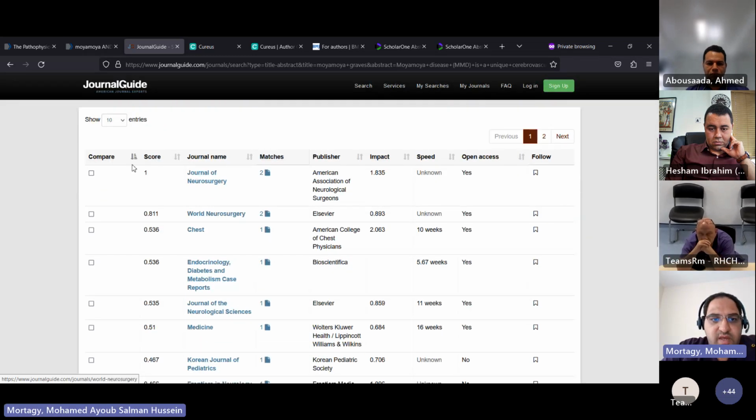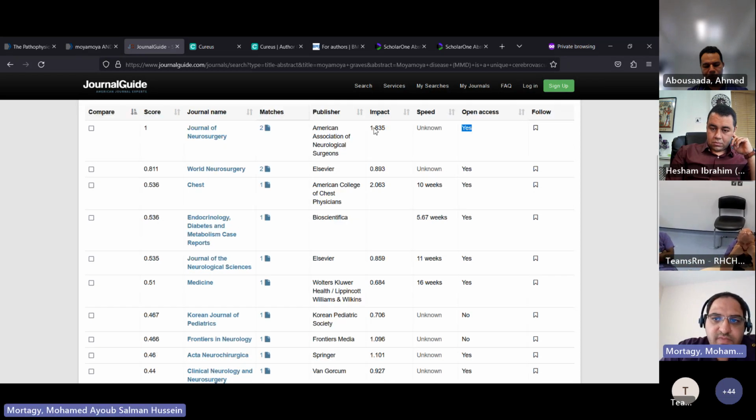And here it gives you the name of the journal, Journal of Neurosurgery, for example. Impact factor is 1.8. So the higher the impact factor, the more popular or more cited the journal is. I think it tells you if it's open access or not. Just to let you know, any open access journal will ask you to pay a fee to publish it.